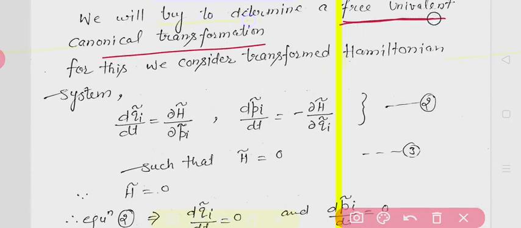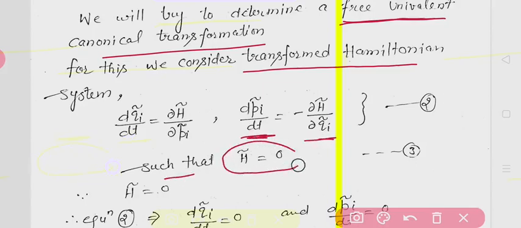For this transformation, we have to consider the system qi tilde dot will be equal to curl h tilde over curl pi tilde, and pi tilde dot will be equal to minus curl h tilde over curl qi tilde, such that h tilde will be equal to 0. Okay.